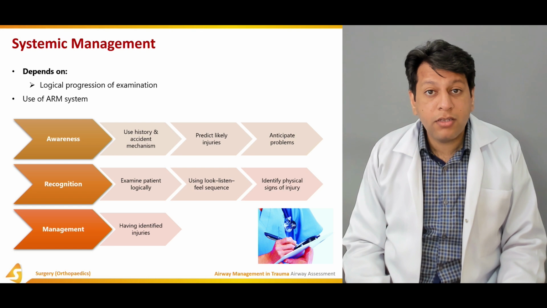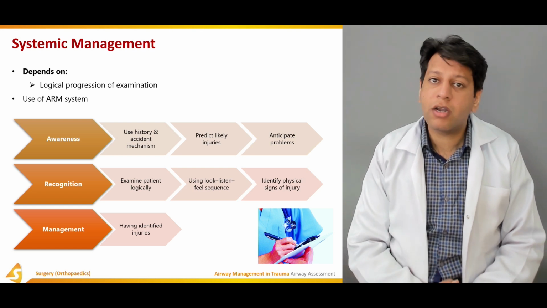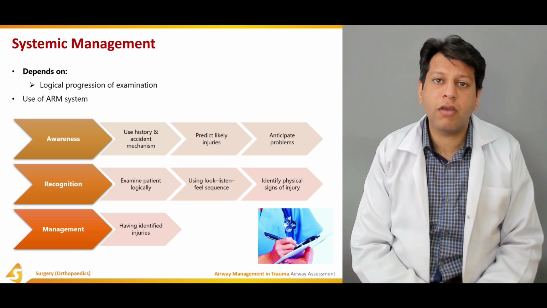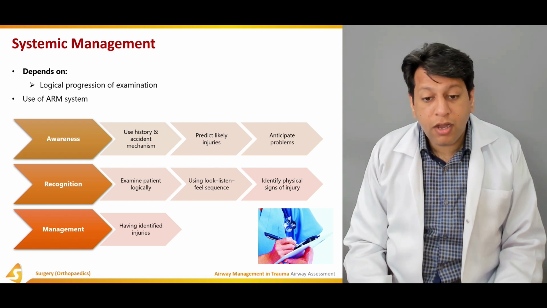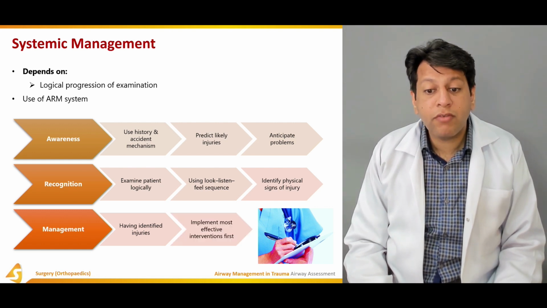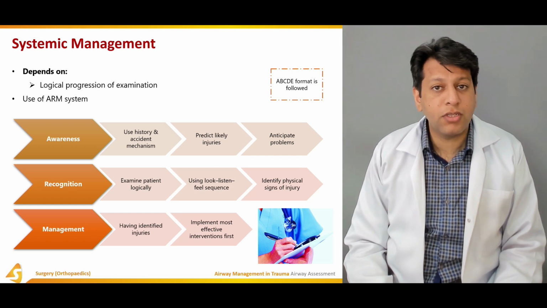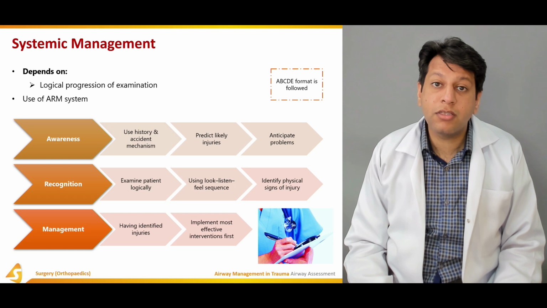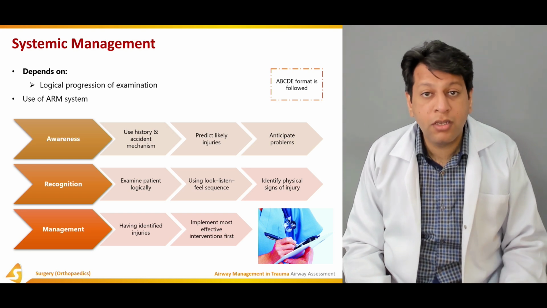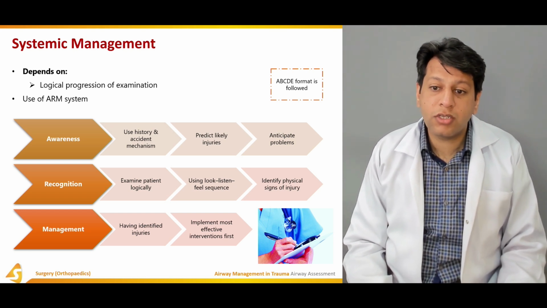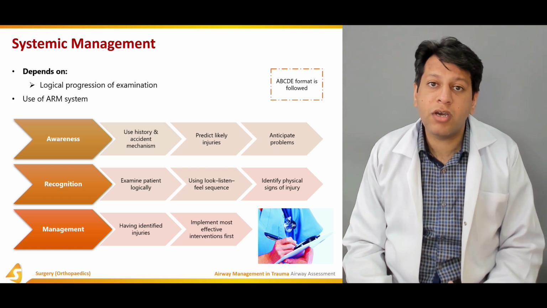Once we have identified injuries, the management again starts with the ABC, that is the airway and the cervical spine first. After that, implement the most effective intervention first, and the ABCD format is always followed. That is airway and cervical spine, then breathing, then circulation, then disability, which goes for the neurological assessment, and lastly the environment and the temperature.